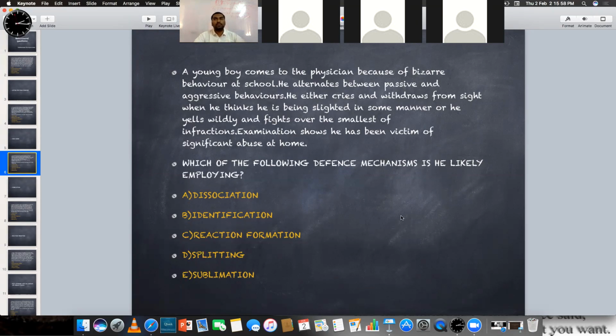Now the last one, sublimation. What is sublimation? Sublimation is channelizing your emotions into a more socially acceptable way, which doesn't conflict with the interests of others. So there's nothing like this here. He was abused at home, and if he were to go out to people and persuade them not to be a bully, that it's bad to be a bully, if he had led a campaign to stop bullying, it would have been sublimation.